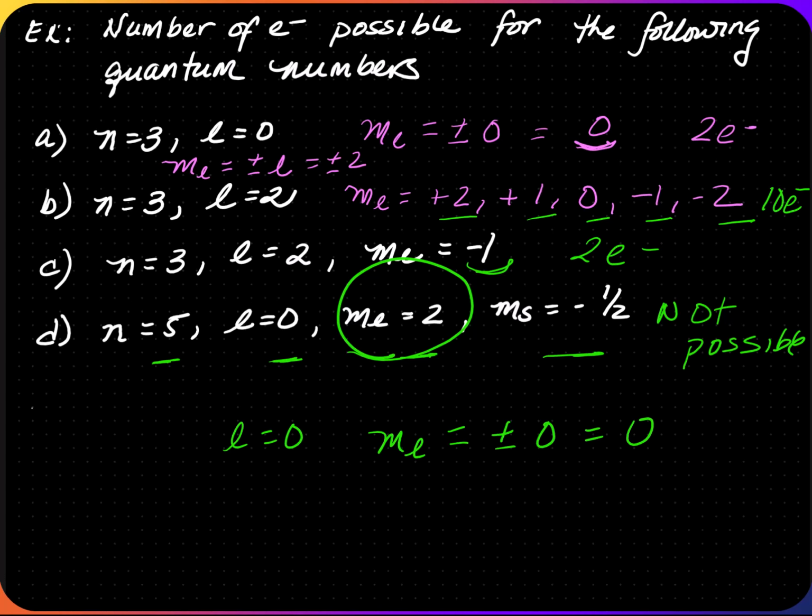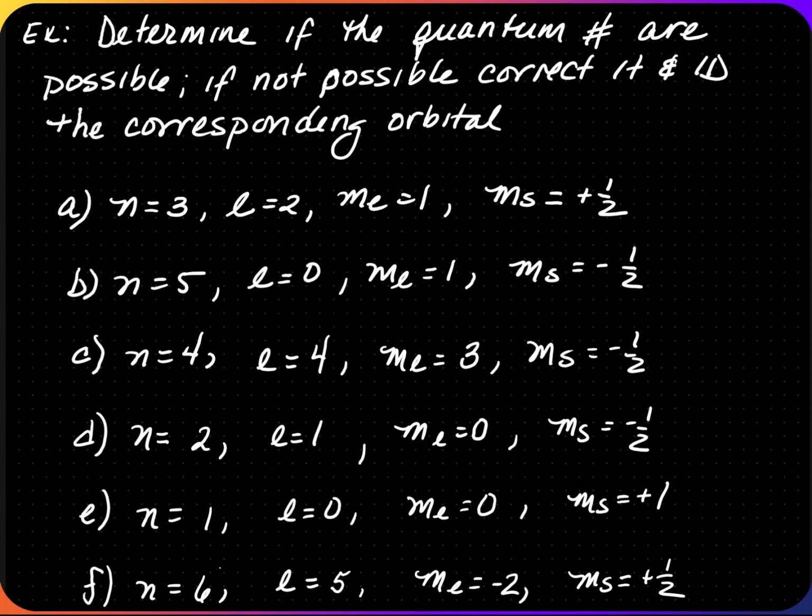The other way I could correct this is if ML is equal to 2, L can equal 2, 3, or 4, but it cannot equal 5. Why? L is equal to N minus 1. Since N is 5, 5 minus 1 is 4. So you can have 2, 3, or 4. You cannot have 5, a 1, or a 0. So D is not possible. Pause the video and try these problems on your own and then check your answer.